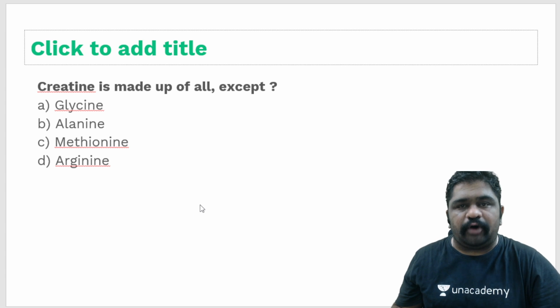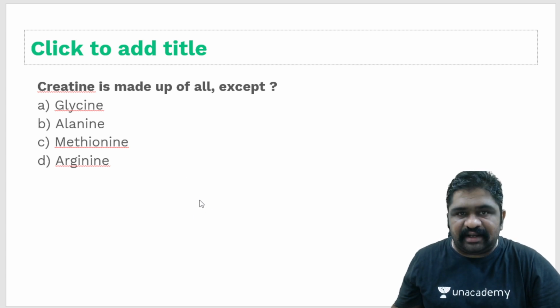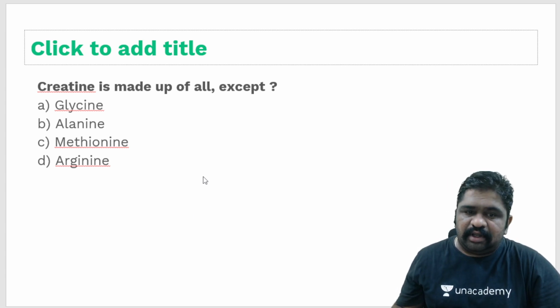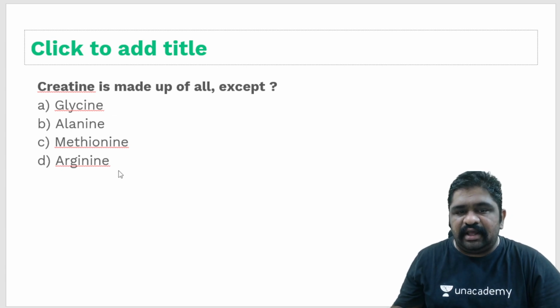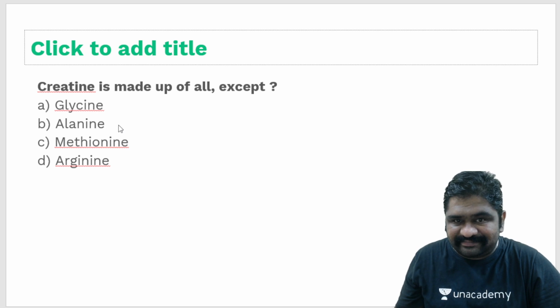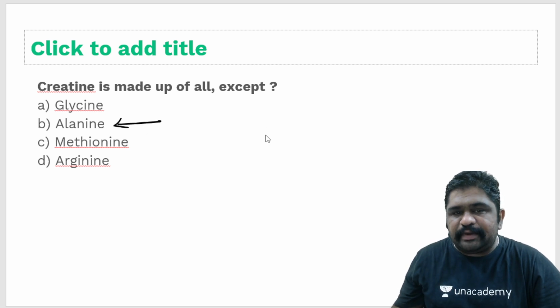Creatine is made up of all except. Creatine is made up of all except. What do you think is the answer? Glycine, alanine, methionine, arginine. The answer would be alanine. Let me tell you how.